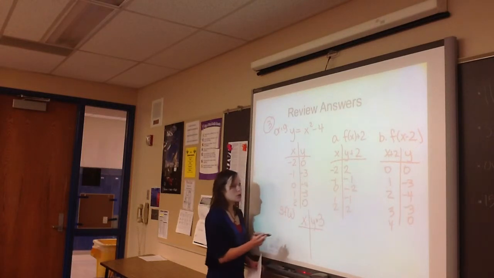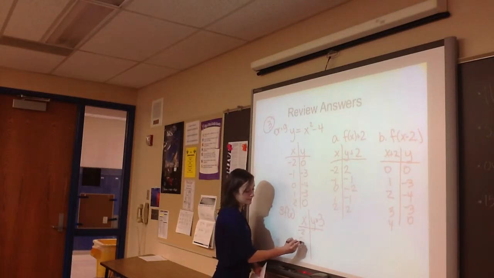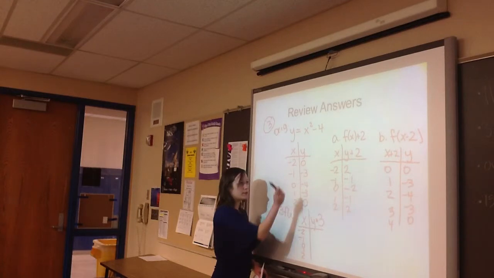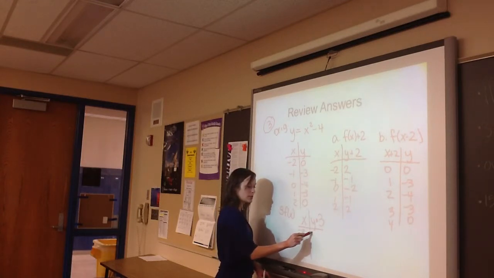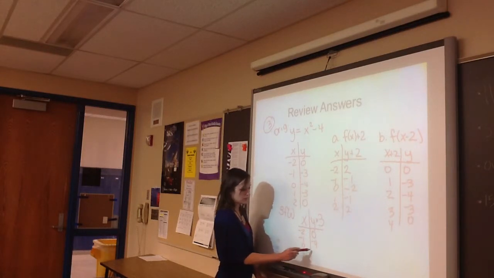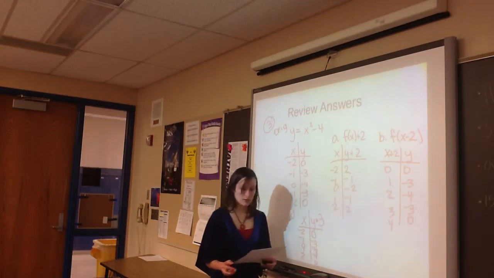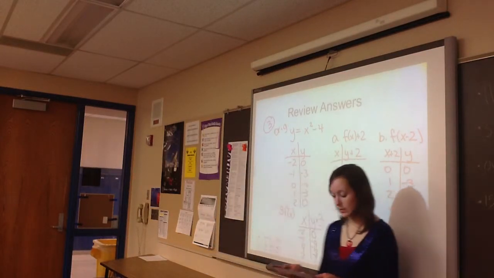Okay, so x stays the same of the original in-out table. Y, you multiply by 3 of the original. So 0 times 3 is? -3 times 3 is? There you go. So that elongated your graph.